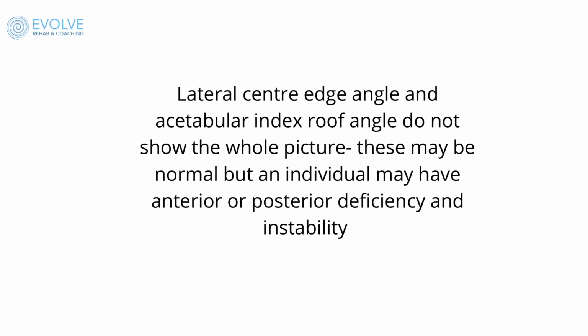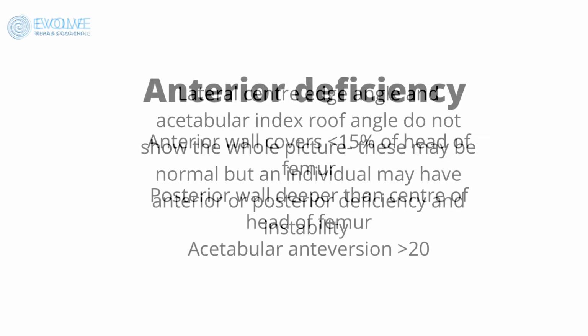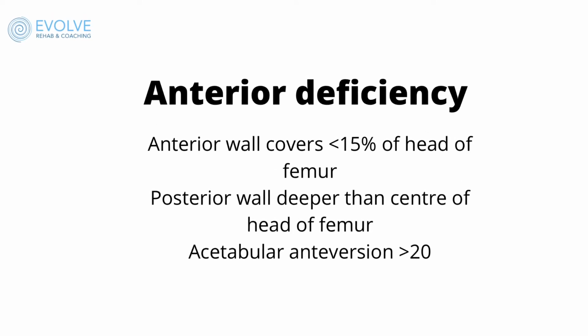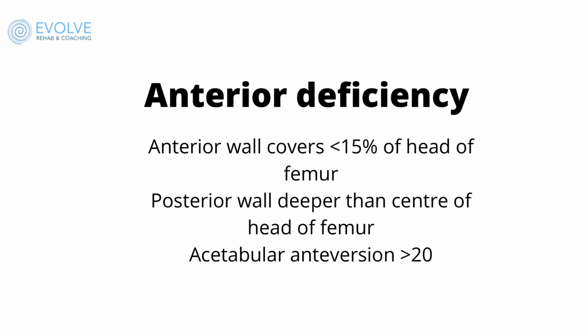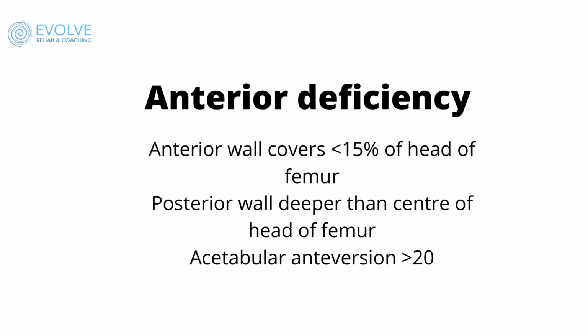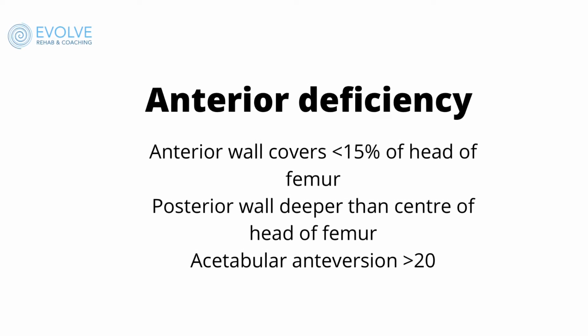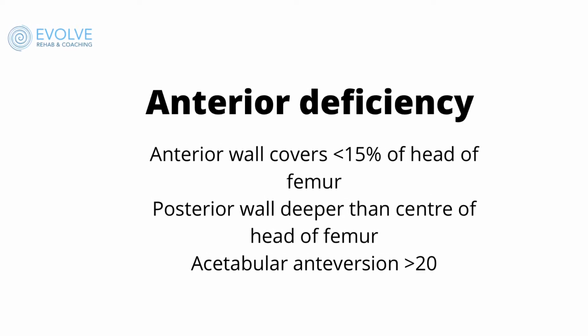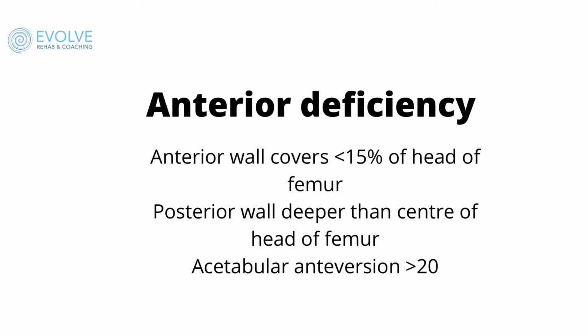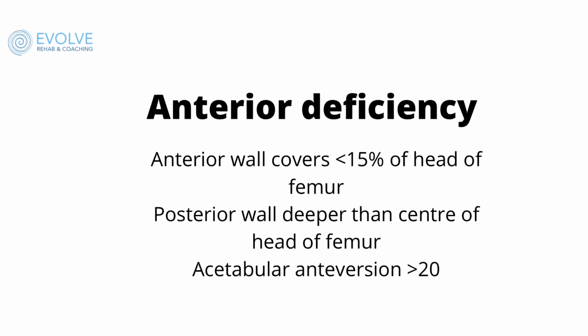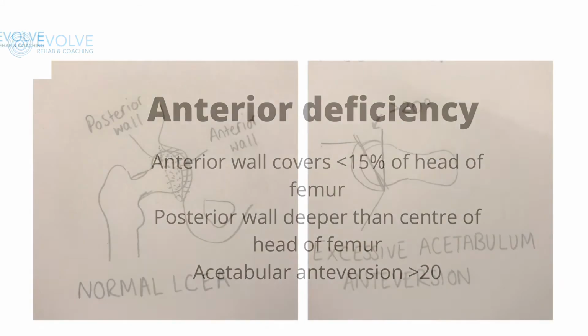So looking at anterior deficiency, this happens when the anterior wall covers less than 15% of the head of the femur, the posterior wall is deeper than the center of the head of femur and generally over covers at the back. And then there might be anteversion of the acetabulum greater than 20 degrees.